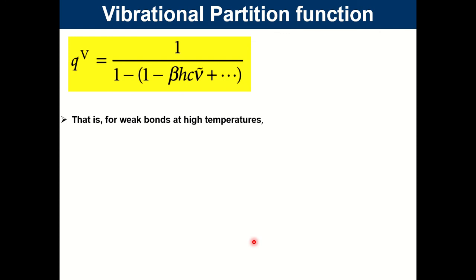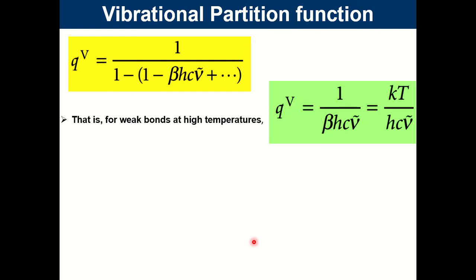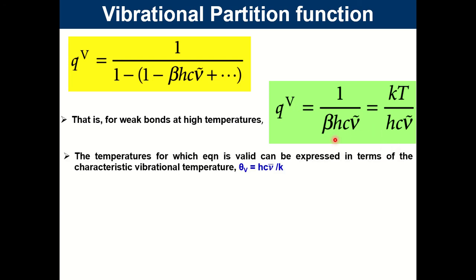So for weak bonds at high temperatures, this equation can be further simplified. You have only this term remaining. The higher order terms are neglected, and you have beta Hc. Beta is 1 by kT.